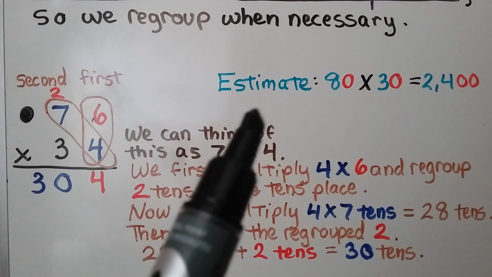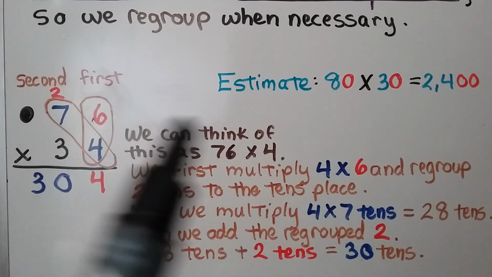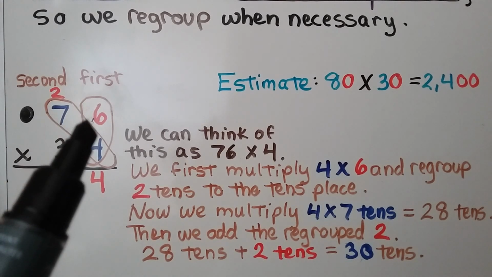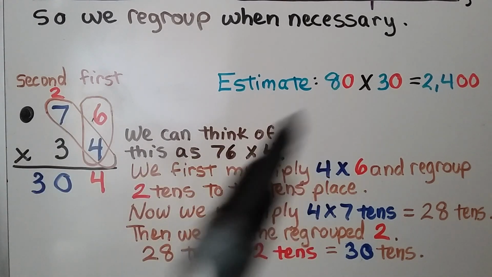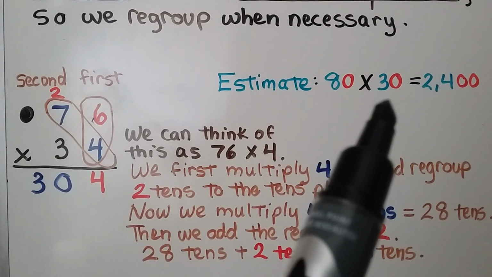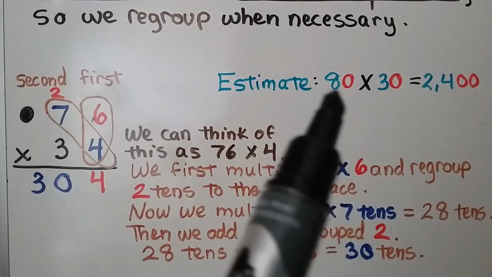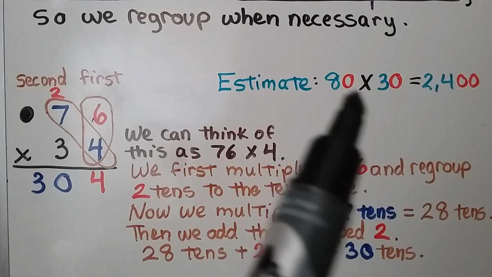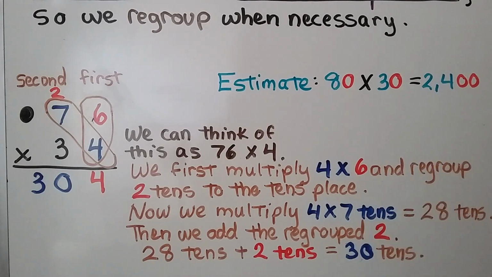We start with estimating. The 76 will round to an 80. The 6 tells the 7 to go up to an 8, and then it becomes a 0, so we have 80. And the 4 tells the 3 to stay the same, and it becomes a 0, so that rounds to 30. We can see the basic facts, 8 times 3, which is 24. We have 2 zeros in the factors, so there's 2 zeros in the product. We have 2,400. So that should be our estimate, and our final product should be close to 2,400.